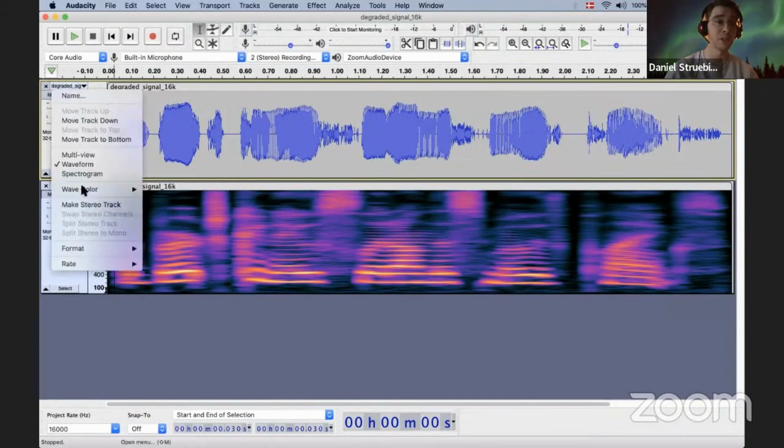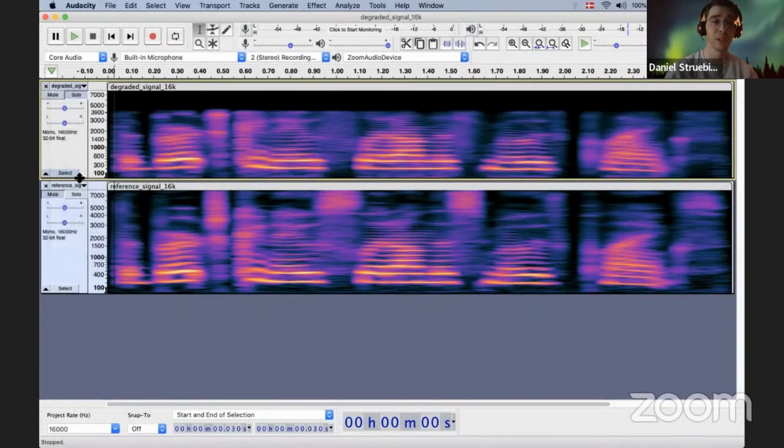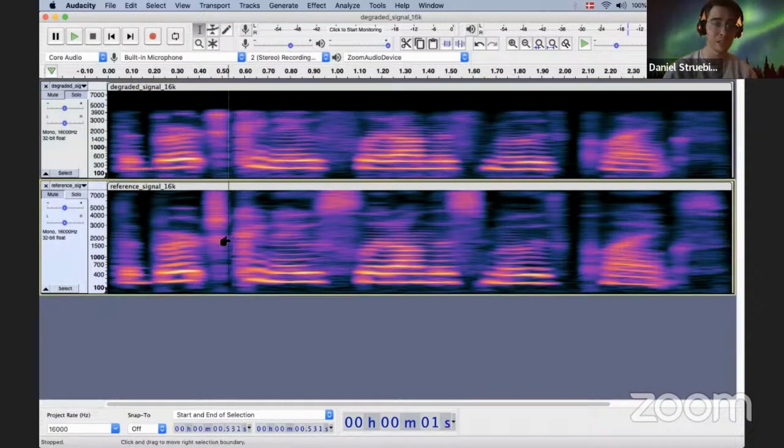And if I also switch the degraded signal to a spectrogram view, then you can see that most of the information in the high frequencies, above 4 kilohertz, is completely gone. So we can see that there is a significant degradation, and if you were able to hear that, then kudos to you. Great job. So that's what we can do, right?